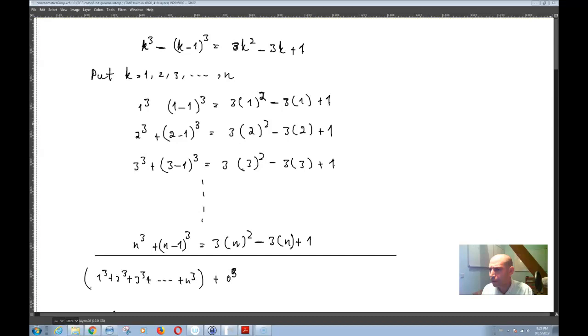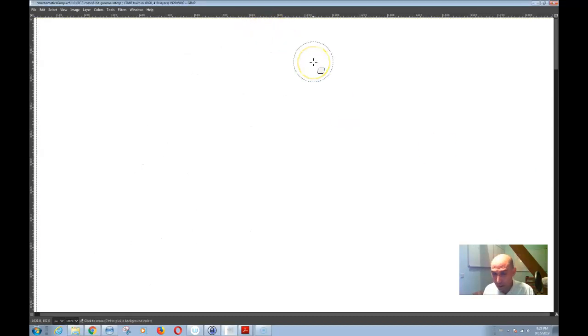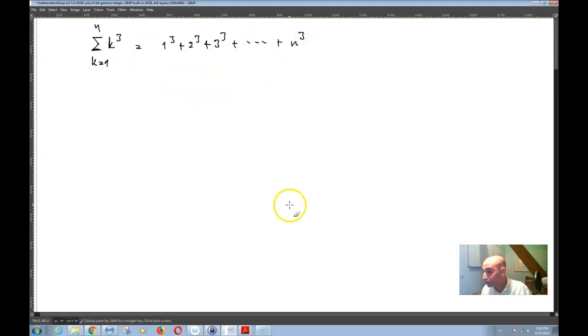So what we want to calculate now is sigma k cube as k goes from 1 to n, meaning 1 cube plus 2 cube plus 3 cube plus all the way up to n cube. We want to find the formula for that.